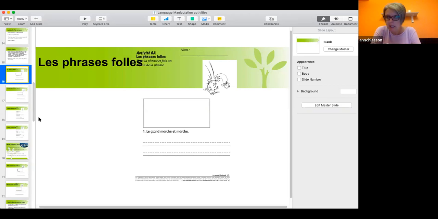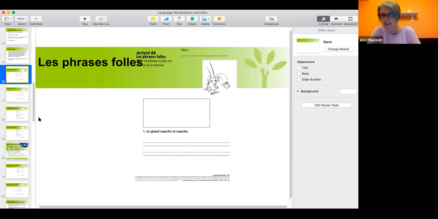So it's silly sentences. And I go through the same routine, the same steps that I did for Fais-moi un dessin. Qu'est-ce que je dois dessiner pour la phrase le gland marche?